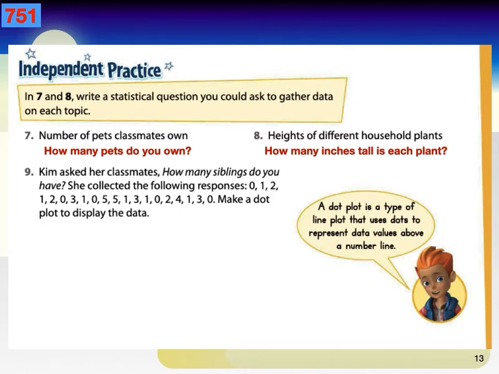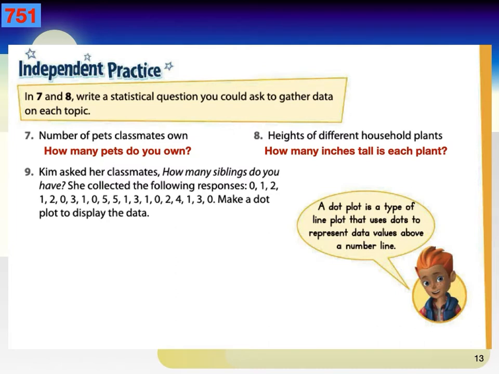Okay, question 9. Kim asked her classmates, how many siblings do you have? She collected the following responses: 0, 1, 2, 1, 2, 0, 3, 1, 0, 5, 5, 1, 3, 1, 0, 2, 4, 1, 3, 0. Make a dot plot to display the data.